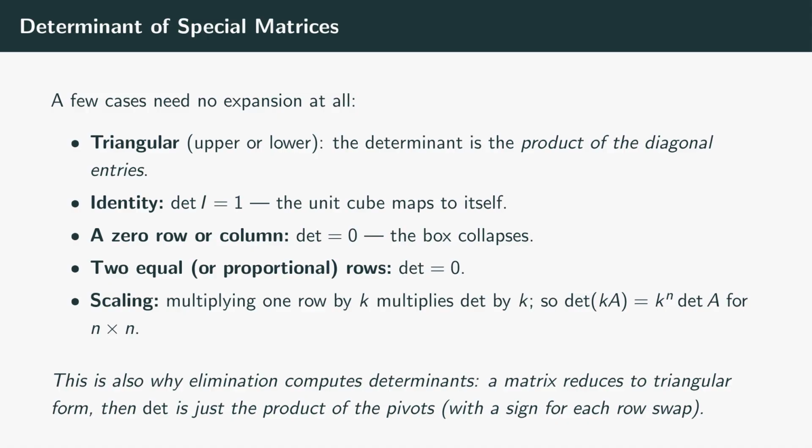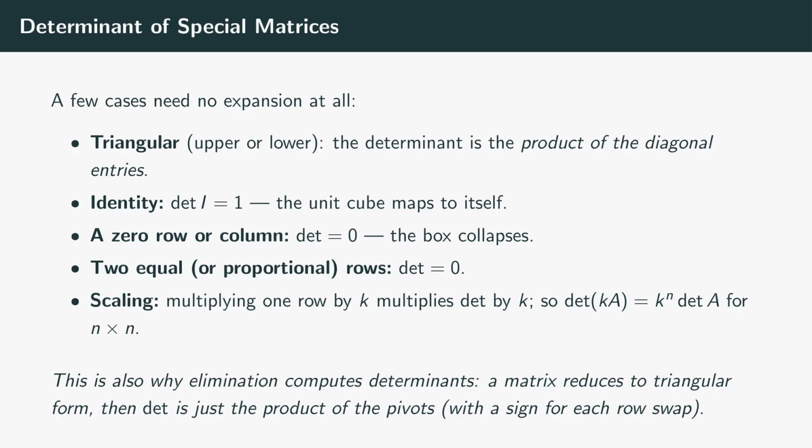Several matrices give up their determinant with no work at all, and these shortcuts are worth memorizing. For a triangular matrix, upper or lower, the determinant is simply the product of the diagonal entries. Everything off the diagonal is irrelevant. The identity matrix has determinant 1, which fits the geometry perfectly. It leaves the unit cube exactly as it is, volume 1. Any matrix with a row or column of all zeros has determinant 0 because the box collapses.